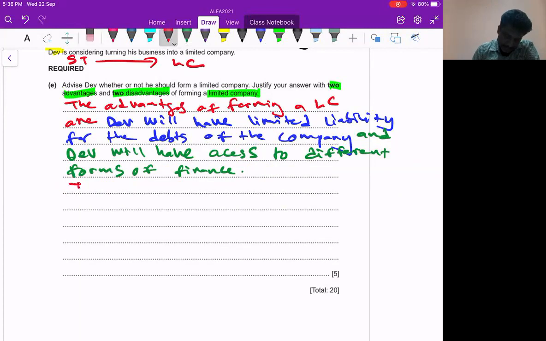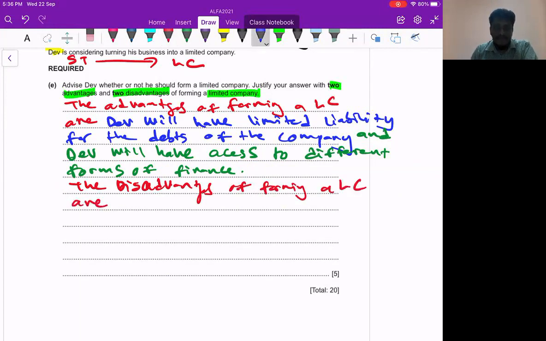The next one, the disadvantages of forming a limited company are, okay, longer decision taking. No, longer decision taking can go for partnership, not for limited company. Okay, more rules, yes. We have more rules to form a limited company, and it's expensive to form a limited company. It's expensive compared to a sole trader. It is more expensive to form a limited company.